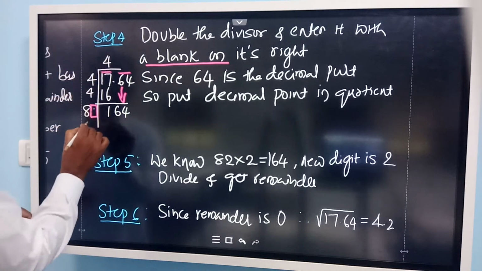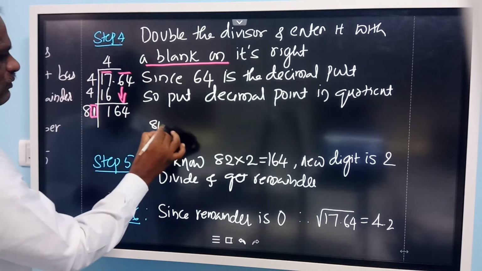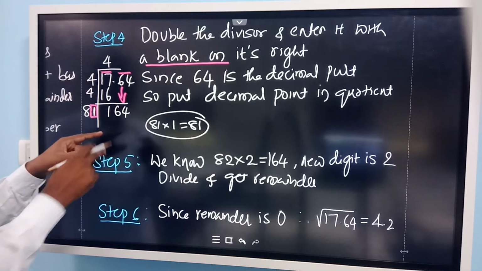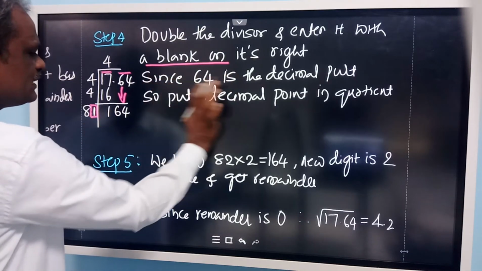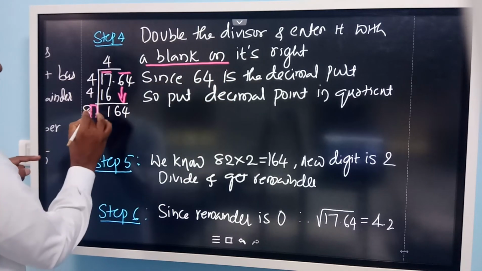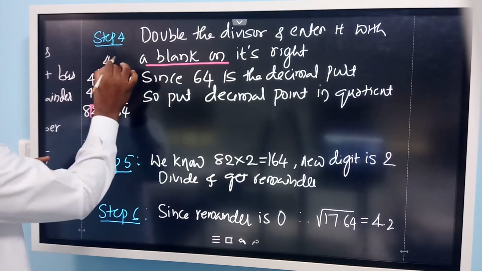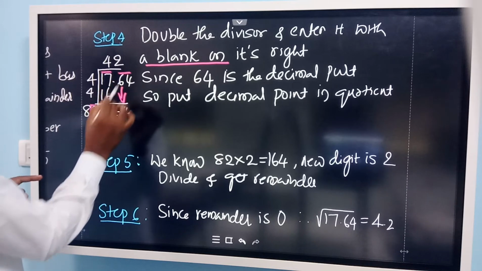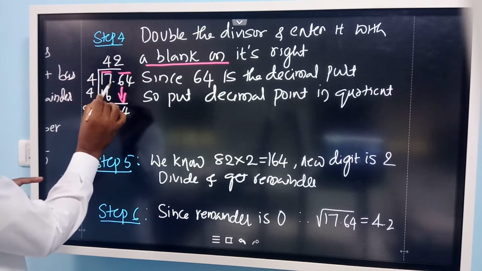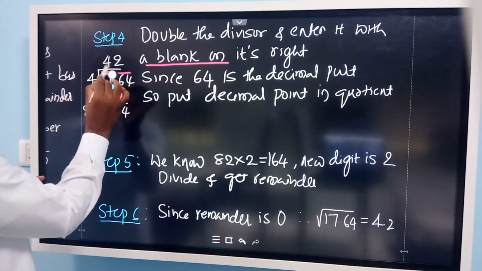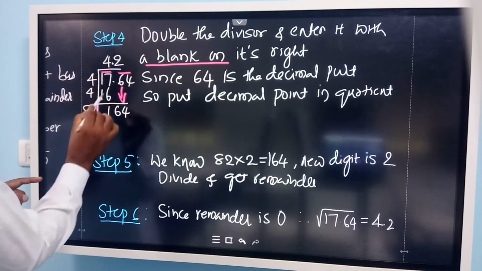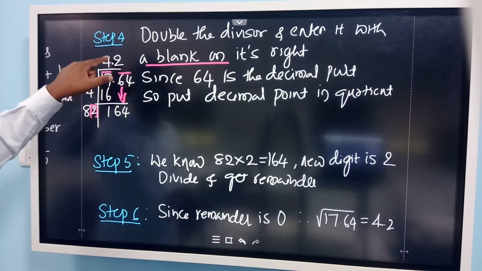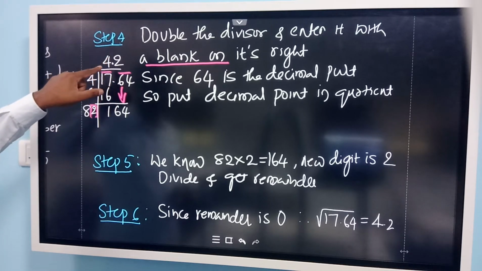Suppose if I put 81 here, 81 into 1 is 81 only. So this is still much lesser than 164. Suppose instead of writing 1, if I write 2 here, 82 2s are... Before that, see, when you are bringing this 64 down, you have a decimal point here. So therefore in the quotient also, you have to put one decimal point. Once you get the decimal point, then in the quotient also you have to write the decimal point.